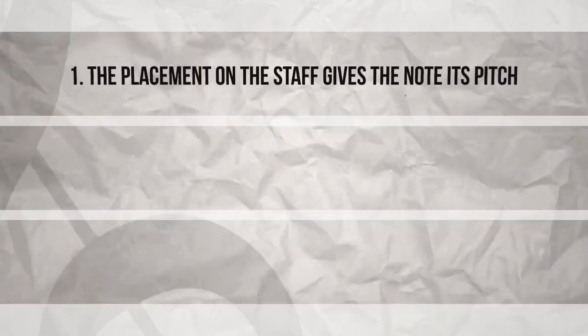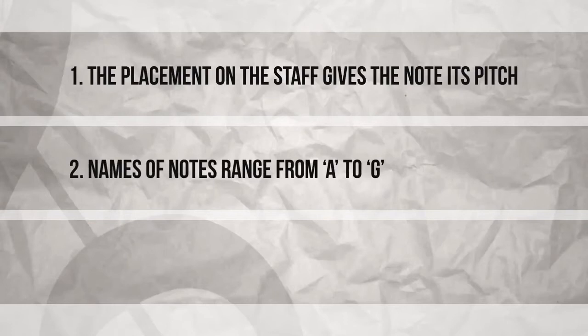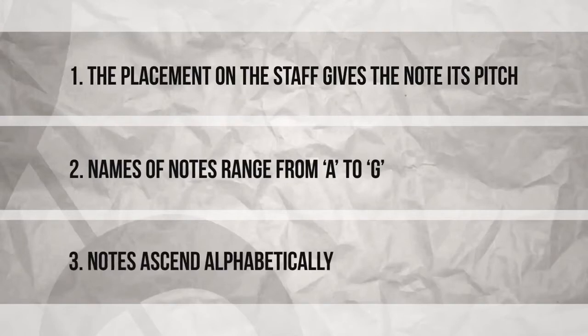Number 1, it's the placement on the staff that gives a specific note its pitch. Number 2, names of notes range from A to G. H, I, ain't no thing, just A, B, C, D, E, F, G. And finally, notes ascend alphabetically up the staff.